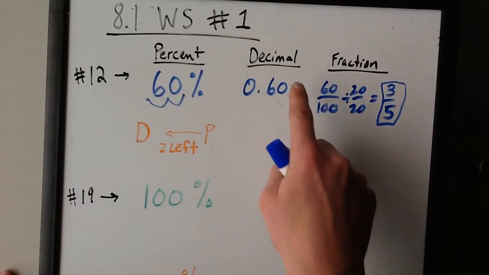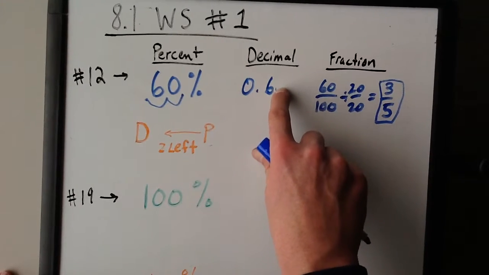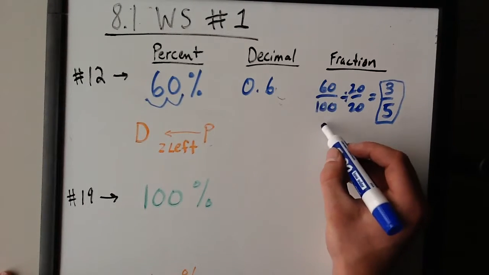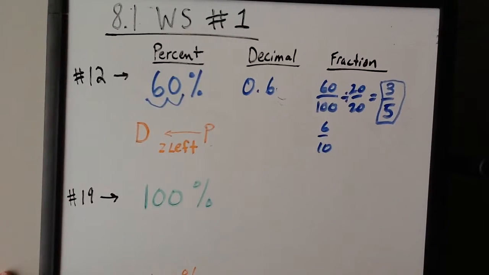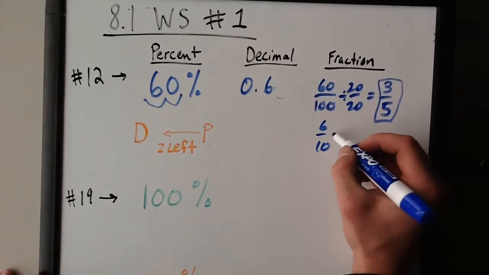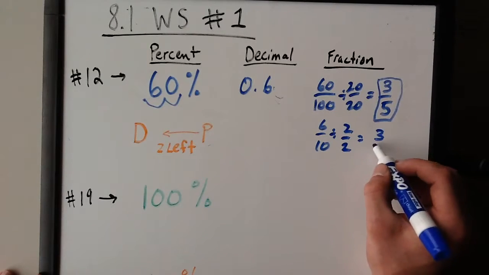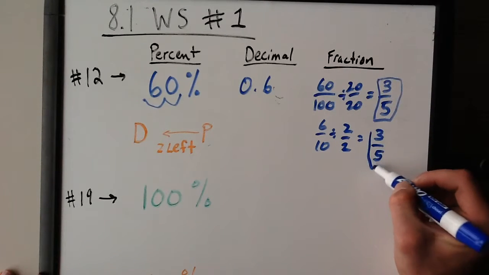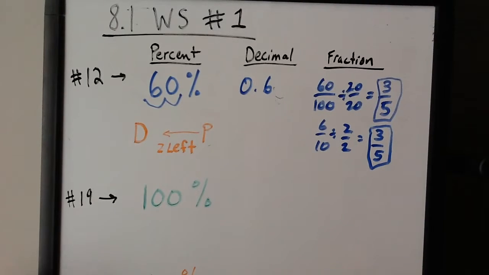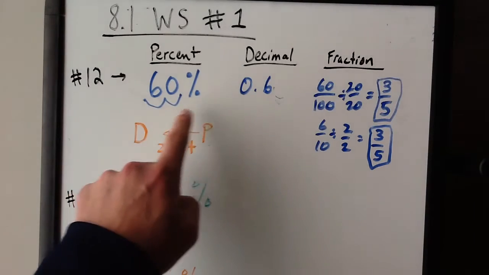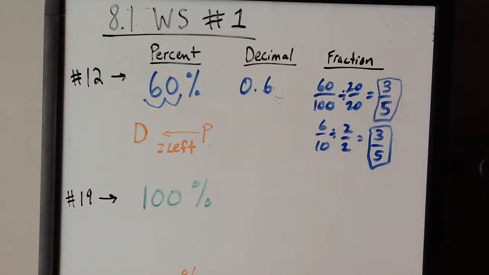Okay? If I leave the decimal as 6 tenths, then I have 6 tenths, and 6 and 10 are both divisible by 2. 6 divided by 2 is 3, 10 divided by 2 is 5. So I still get the same answer. 3/5 is the simplest form. So I have percent, decimal, fraction in simplest form.